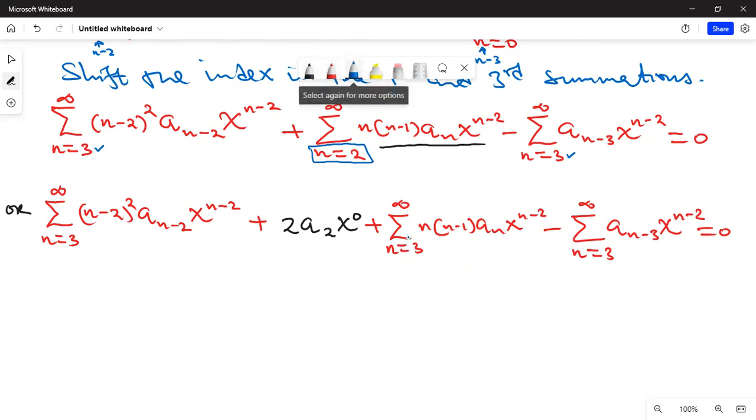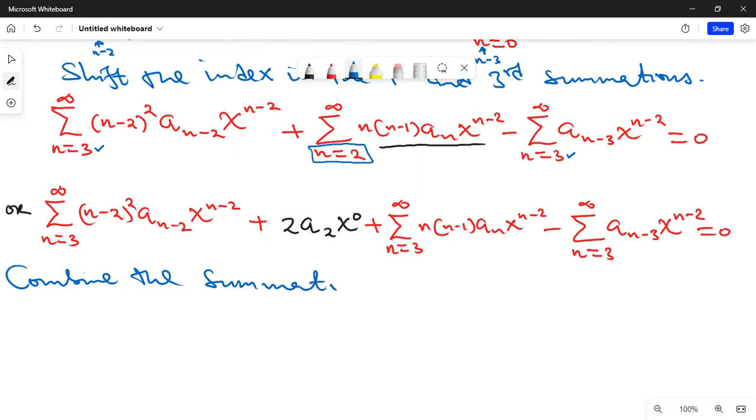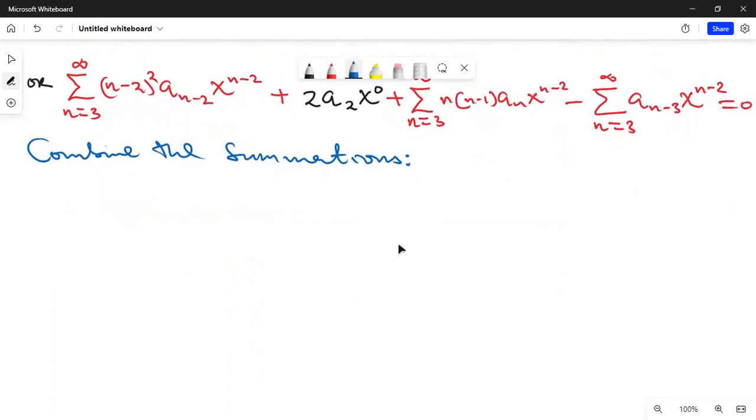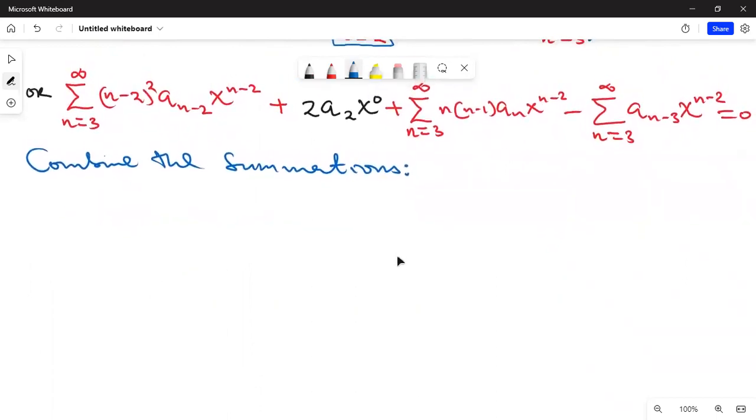So we combine the summations into just one summation. There's no need of writing so many other things. Combine the summations. So when you combine this, what you're going to get, it will be equal to the sum from n is equals to 3 to infinity.